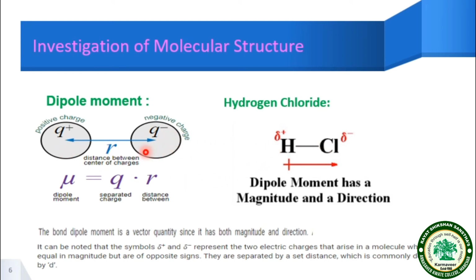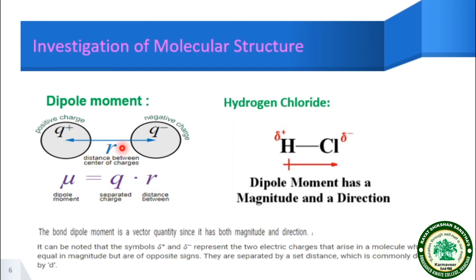This bond length is sometimes represented by R, sometimes by a small letter d, sometimes by a small letter l. So mu is the notation for dipole moment. Mu is equal to Q, that is the charge. This Q plus and Q minus, both charges are same, but only here one is positive, another is negative. Magnitudes are same, signs are different. That's why the separated charge is Q and the distance of separation between the two charges is R here.